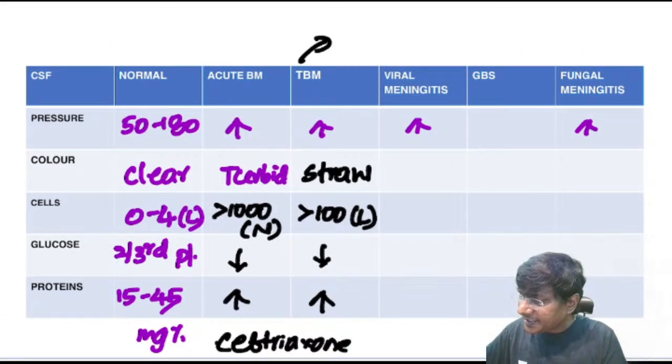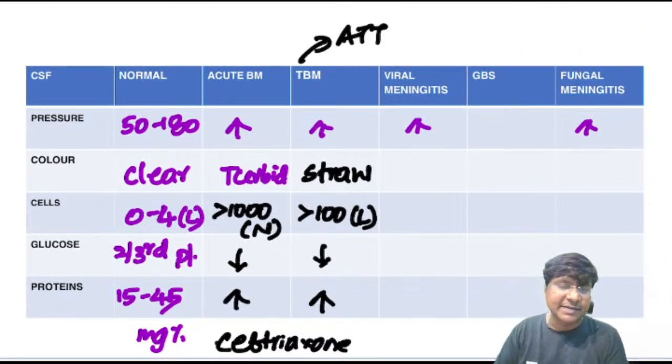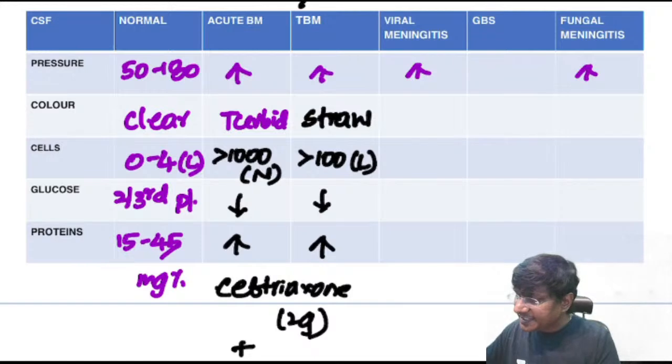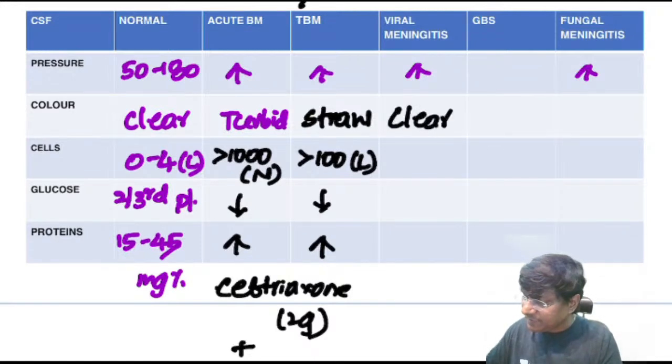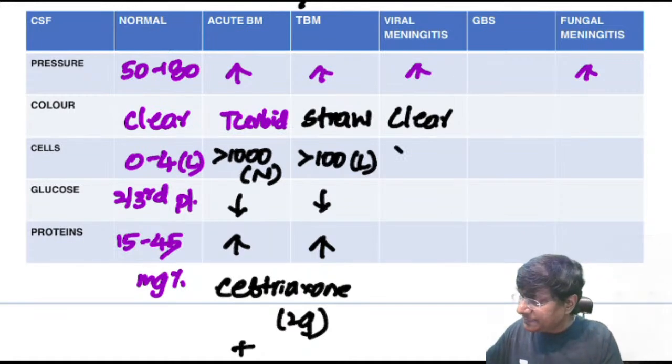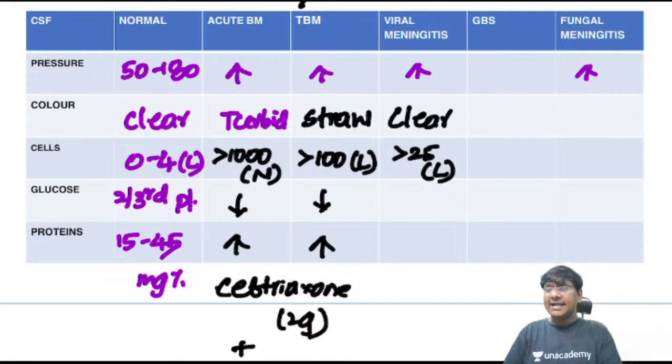And what is the treatment in TBM? Anti-tubercular therapy should be given for nearly around 6 to 8 months. Next, followed by that, viral meningitis. In viral meningitis, the color of the CSF will be clear. Then what are the cells in the CSF? That will be lymphocytes. More than 25 cells per cubic millimeter will be there, and they are mainly lymphocyte predominant.